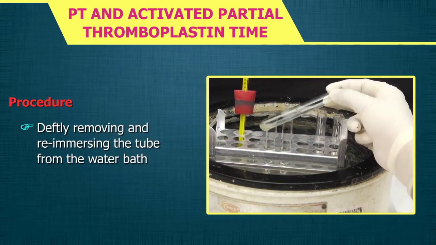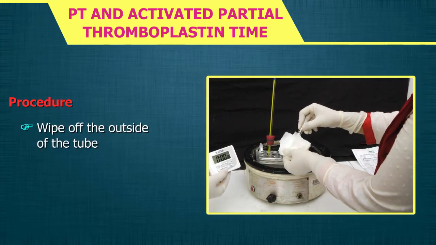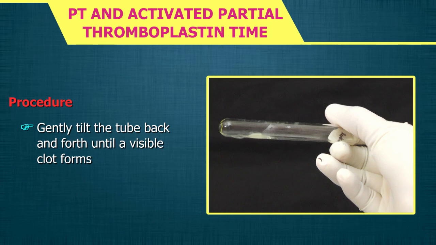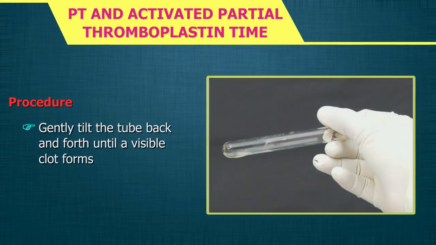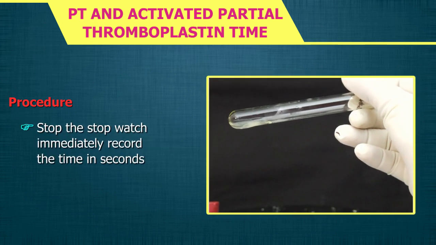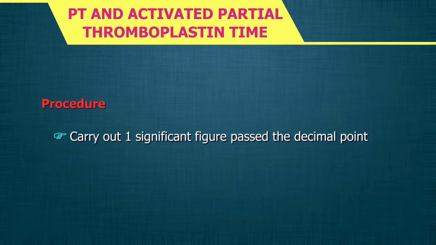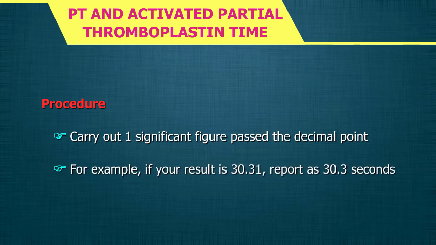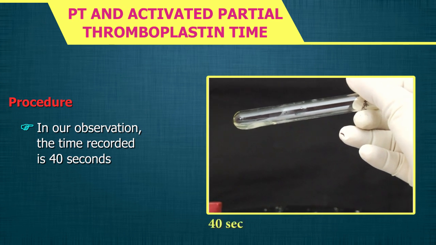Deftly remove and re-immerse the tube from the water bath. Wipe off the outside of the tube. Gently tilt the tube back and forth until a visible clot forms. 8. Stop the stopwatch immediately and record the time in seconds. Carry out one significant figure past the decimal point. For example, if your result is 30.31, report as 30.3 seconds. In our observation, the time recorded is 40 seconds.